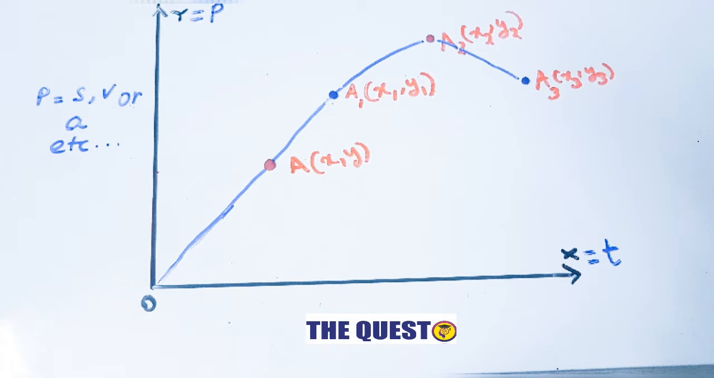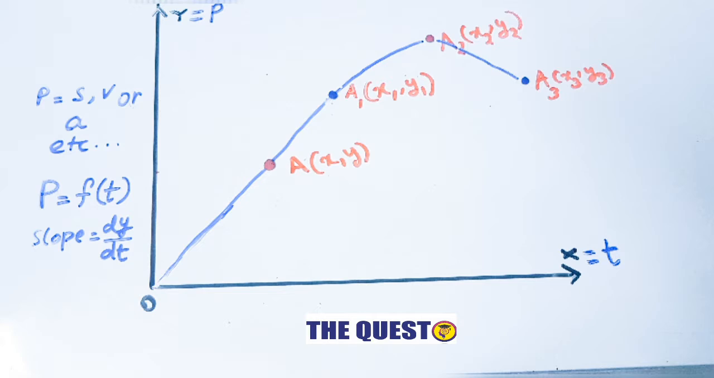Hence, by plotting different physical quantities against time, we can study the variation of these physical quantities like displacement, velocity, acceleration, distance, etc. with respect to time. In this type of graph, the slope indicates the ratio of change in the variable taken along y-axis to the change in the variable taken along x-axis.